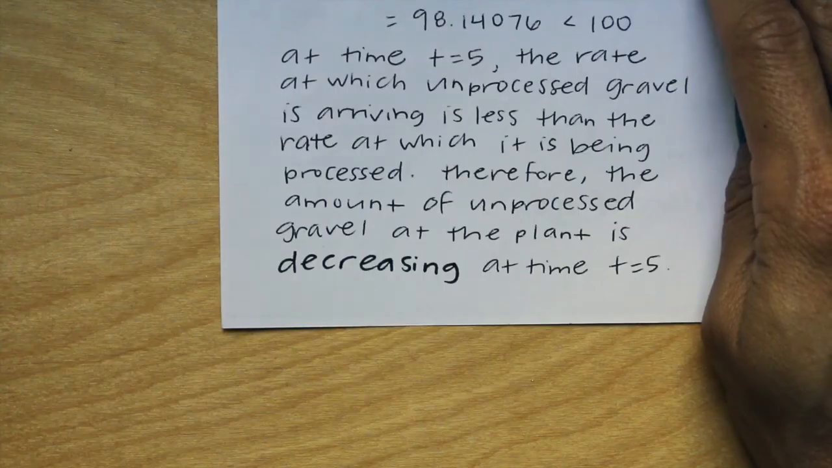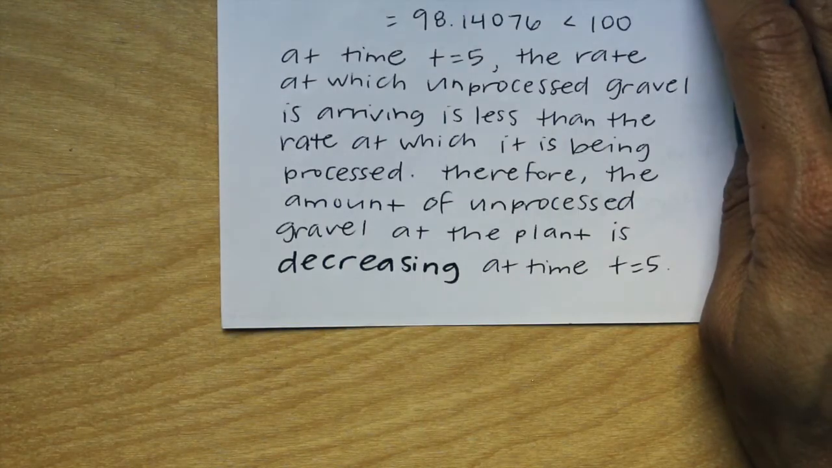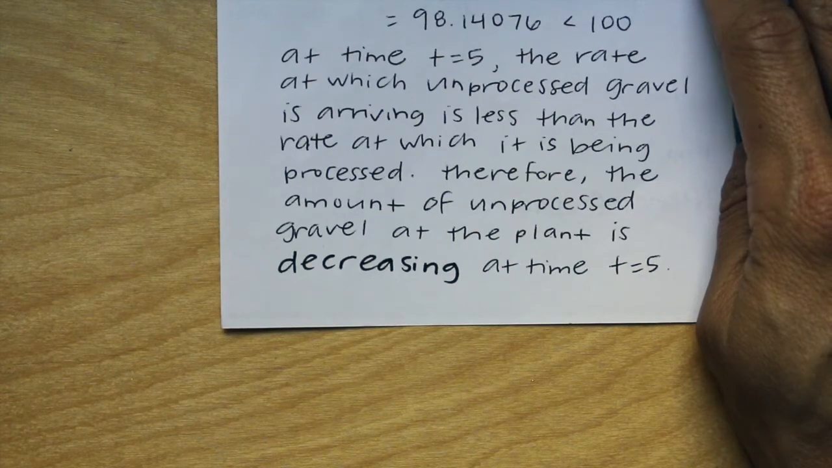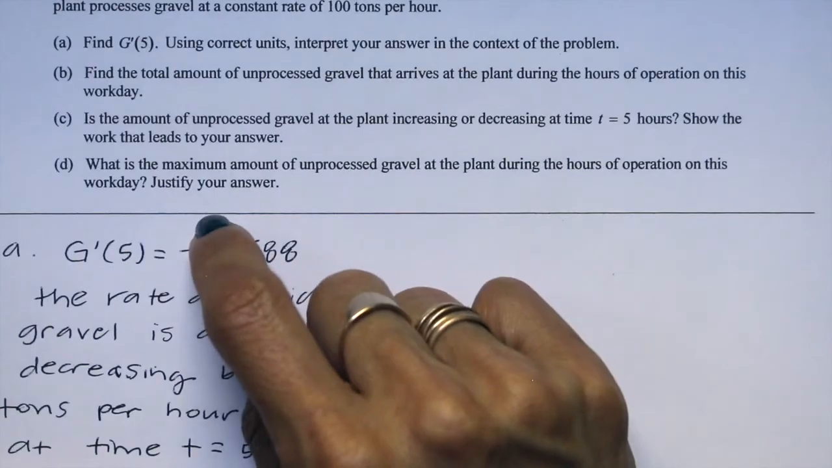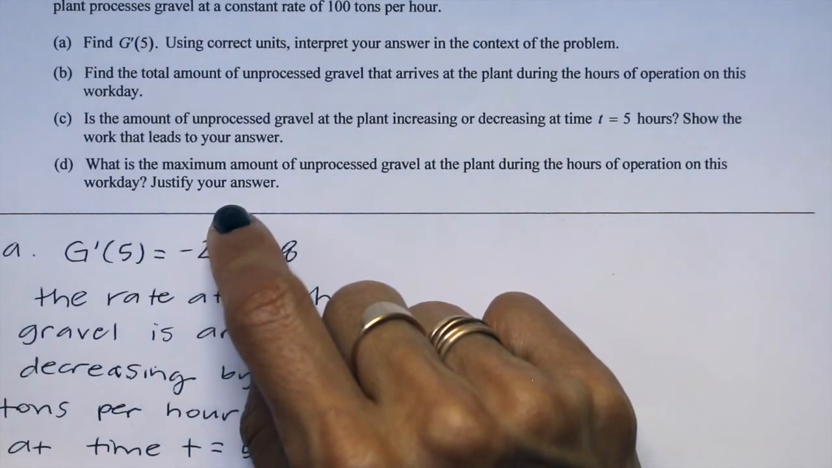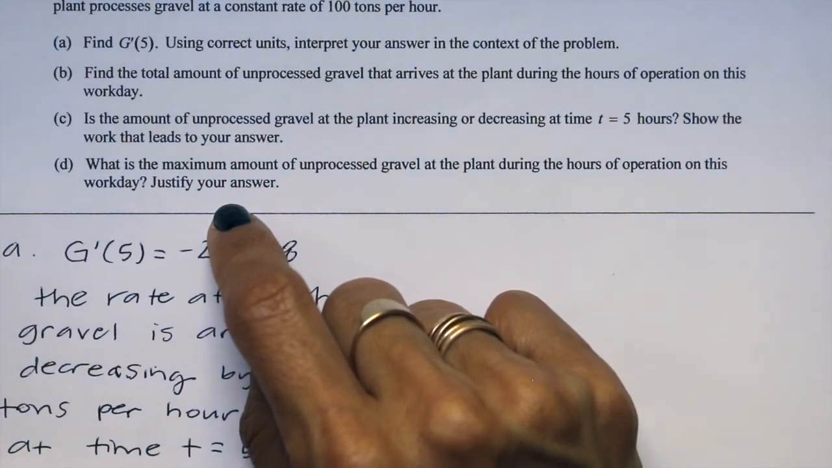Okay, so I have it written out. At time t equals 5, the rate at which unprocessed gravel is arriving is less than the rate at which it's being processed. Therefore, the amount of unprocessed gravel at the plant will be decreasing at the time when t is equal to 5. Part D says, what is the maximum amount of unprocessed gravel at the plant during the hours of operation on this workday?